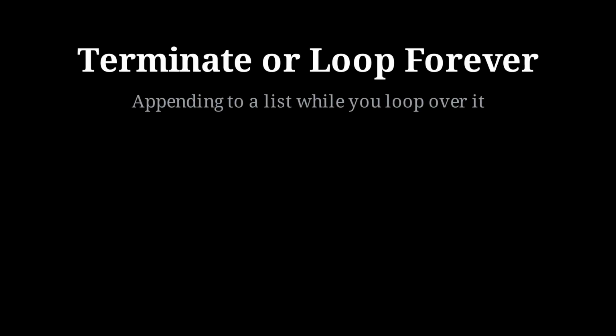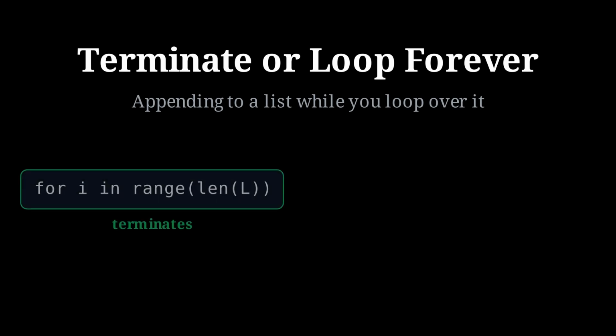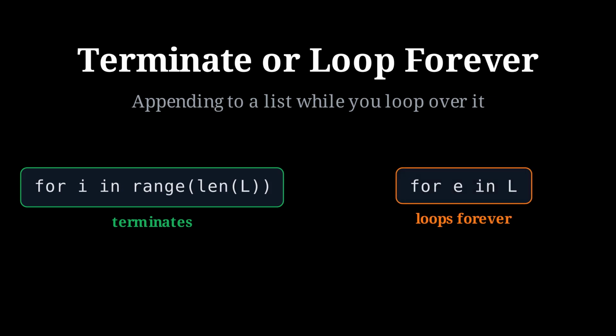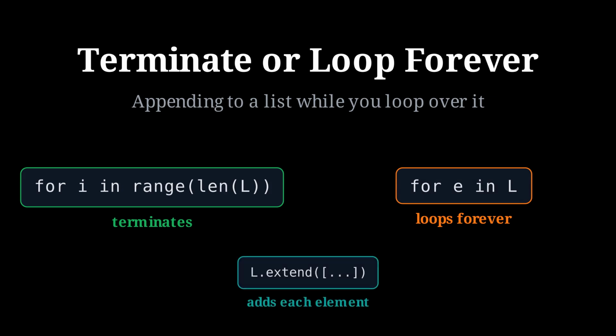Growing a list while you loop over it sounds harmless, but depending on one small choice, the very same append can either finish cleanly or spin forever. Today, two tricky examples reveal why, and will help me extend append's more generous cousin.